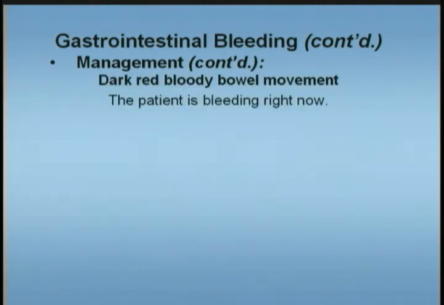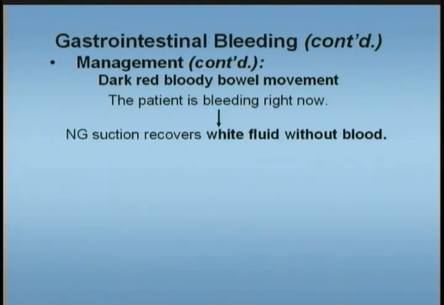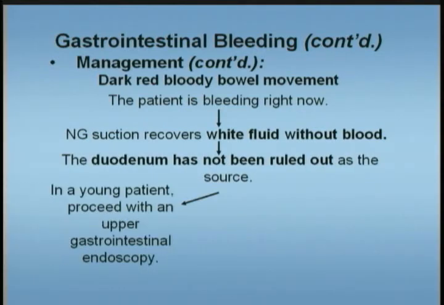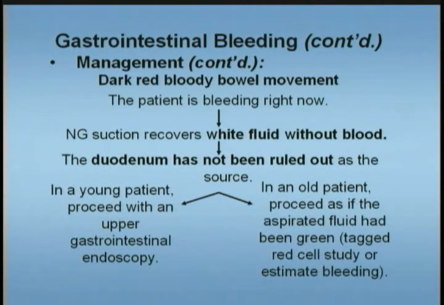Now, if we have dark red bloody bowel movement, the patient is bleeding right now, and the nasogastric suction recovers white fluid without blood, you have ruled out the mouth, the esophagus, and the stomach as the source of the bleeding, but you have not ruled out the duodenum. White fluid means it has no bile in it. You have not sampled the duodenum. So the duodenum is still a possibility. If it is a young patient, do an upper GI endoscopy, because that's probably where it's coming from. If it is an old patient, then do the tag red cell study or estimate the bleeding.